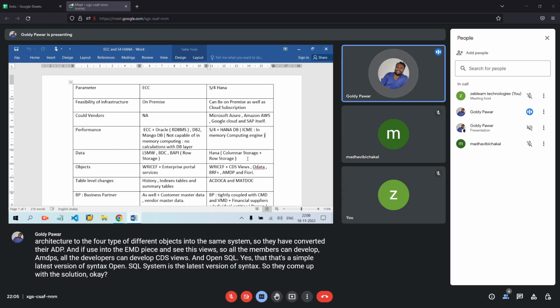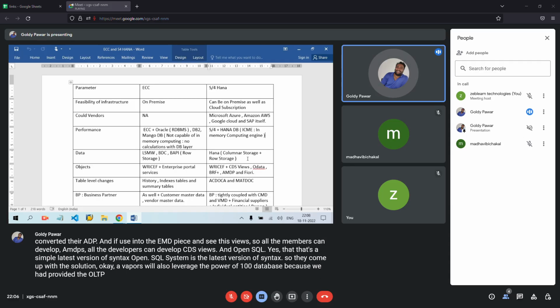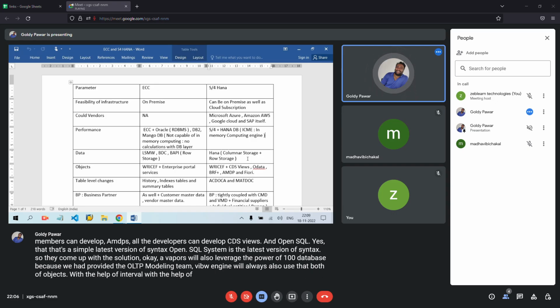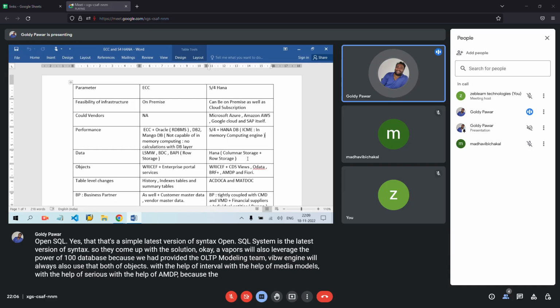ABAPers will also leverage the power of the HANA database because we have provided the OLTP. The modeling team's BI BW engine will also use both objects with the help of VDM models, with the help of CDS and AMDP, because the OLAP layer was also merged into that.